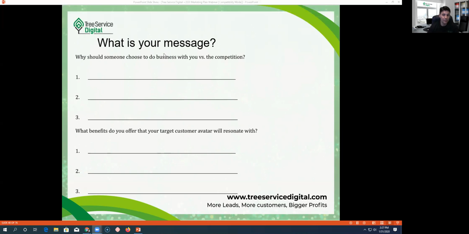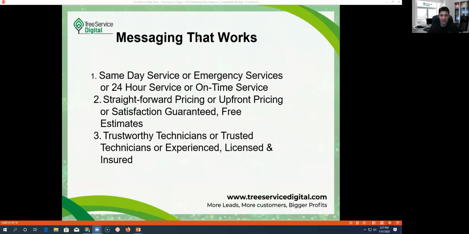Why should someone choose to do business with you versus the competition? What benefits do you offer that your target customer will resonate with, right? That's basically, you just have to kind of know, like, what's your unique selling proposition? That's your message. And these are important because these are going to go on your website, going to go on your Facebook page, different things like that. So here's some messaging that actually works. So we'll go through a few of them.